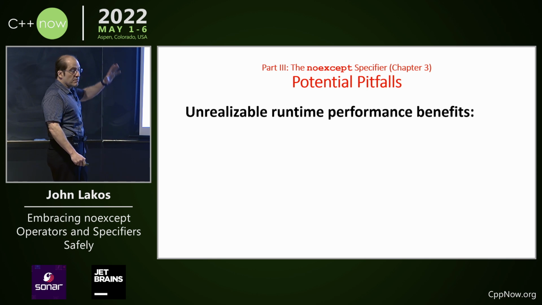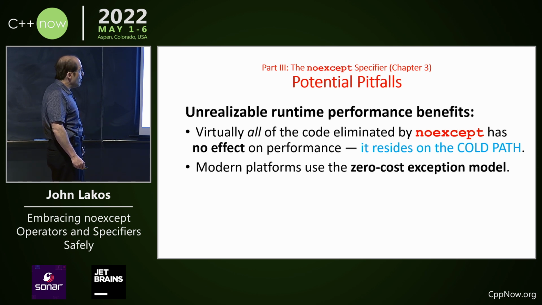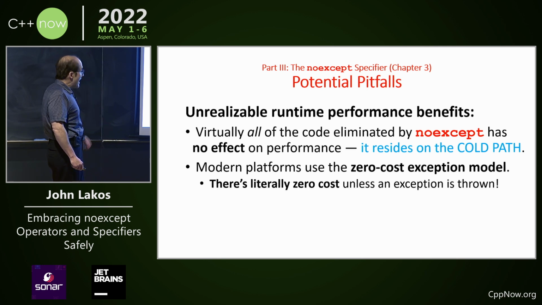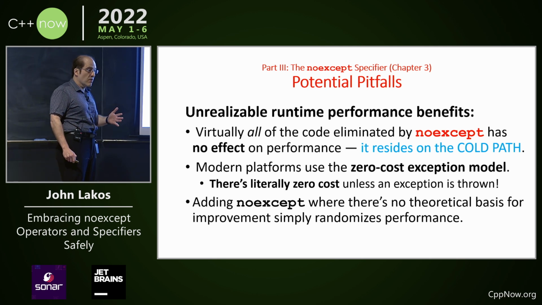But the most egregious one, the one that just kills me: I want it to run faster. And that's just not true, because there's no code on the hot path. It's all in the cold path. Modern platforms have a zero-cost exception model, and it's literally zero cost. And despite that you don't believe that it's zero cost, that does not affect whether it is in fact zero cost or not. And let me show you some numbers.